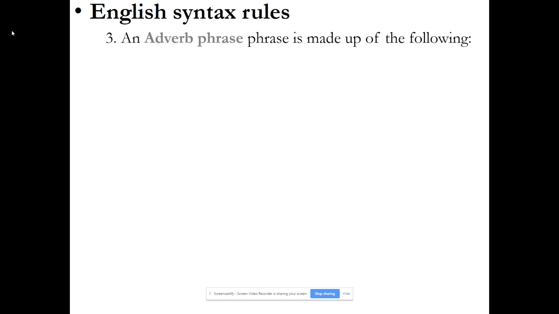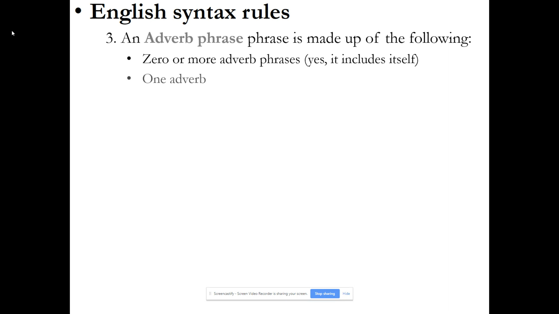Righty. So an adverb phrase is made up of the following pieces: zero or more adverb phrases. Yes, and this is sort of funny here, right? It's recursive. An adverb phrase can be made up of zero adverb phrases plus an adverb. So just one adverb by itself is automatically an adverb phrase. Or it can be made up of one adverb phrase and an adverb, or it can be made up of several adverb phrases and an adverb. So what ends up happening is that several adverbs in a row all together can end up being one adverb phrase. It doesn't matter how many, right?